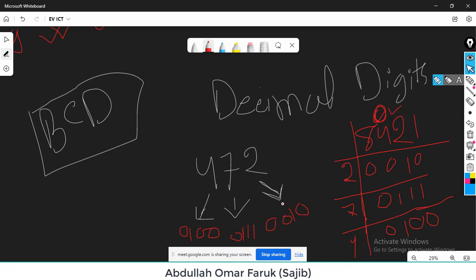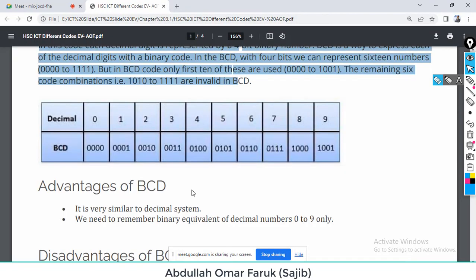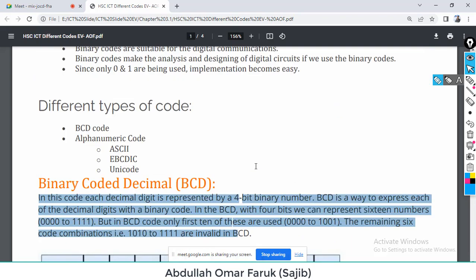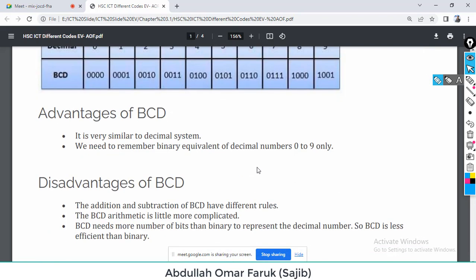In the normal process we use the number 8421. It can also be other forms, but 8421 is the most used BCD. Okay, we go to the slide. So here you see that BCD of 0 is 4 zeros, and BCD of 9 is 1001. How do you get this? Using the magic number 8421. Okay, let's see the advantage. We need to remember the binary equivalents of decimal numbers 0 to 9 only.